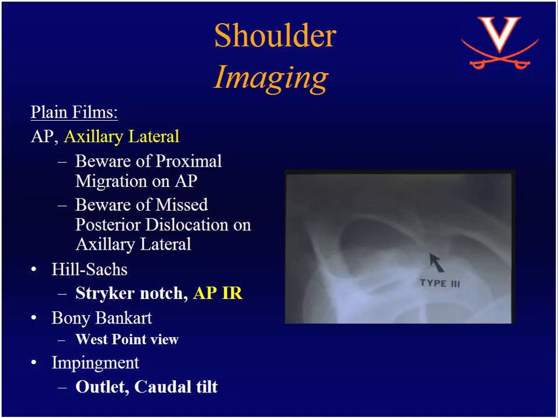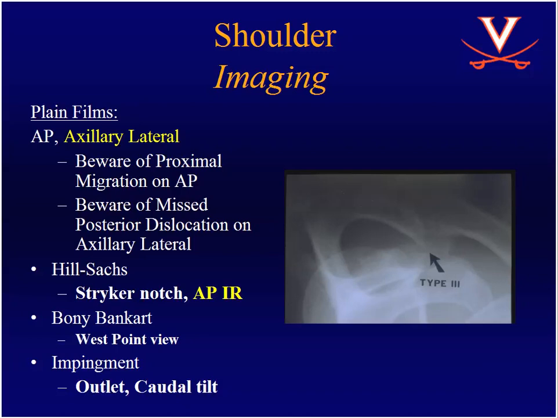Those two films will allow you to look for a Hill-Sachs defect. For some reason on the boards and the OITEs, they prefer the AP in internal rotation. But you get some view looking for a Hill-Sachs defect. You should also get a view looking for a bony Bankart lesion and instability. The classic for that is the West Point view, which is a modified axillary lateral with the patient prone. You can also do what's called a Garth view, but most people do the West Point view.